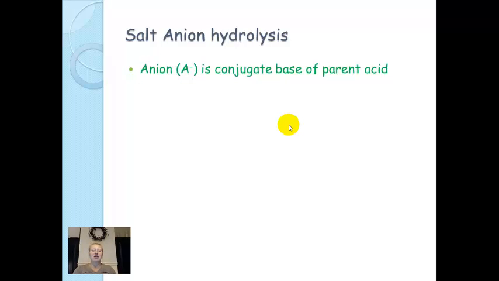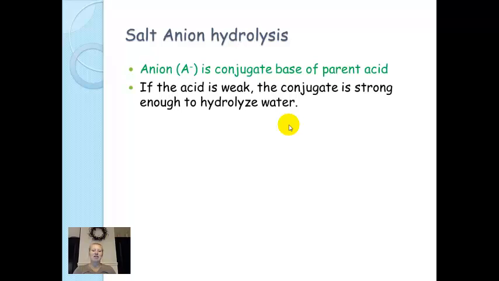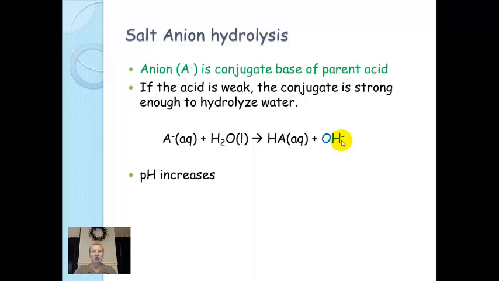So the anion, remember, the A-, is the conjugate base of the acid. And if the acid is weak, the conjugate base must be really strong. So if you have a weak acid and it's in water, and you form the conjugate base A-, that A- is now a strong conjugate base, and it can react with water to form OH- ions. It's going to grab a proton, and that leaves water as hydroxide. So the pH is going to increase because now you have hydroxide ions in solution.